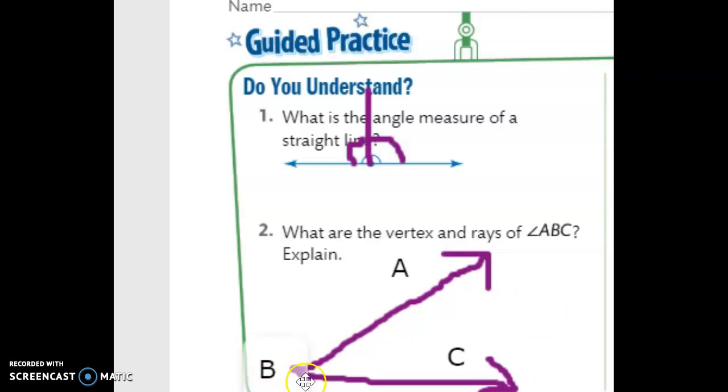So here we have a point B and an arrow. So that makes our ray BA. And then we have a point B and our arrow here. So we've got ray BC. Two rays joined at a vertex make an angle. So the vertex of angle ABC would be B, and the rays would be ray BA and BC.